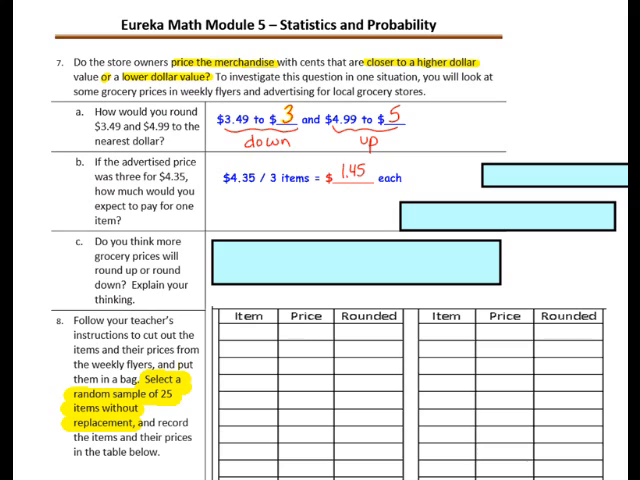Question C. Do you think more grocery prices will round up or round down? Explain your thinking. Go ahead and answer that question. This is an opinion question.